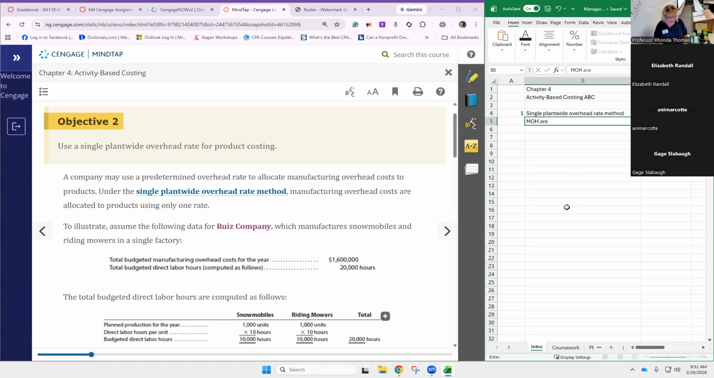MOH are allocated to products using only one rate. Okay. Now that's nice and simple. Okay. But you're going to see by using these different methods that some methods are more fair than others.